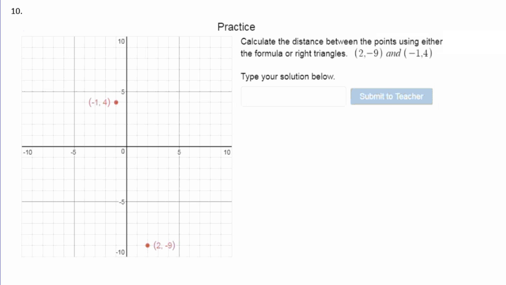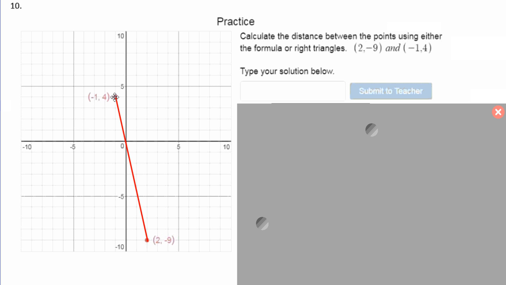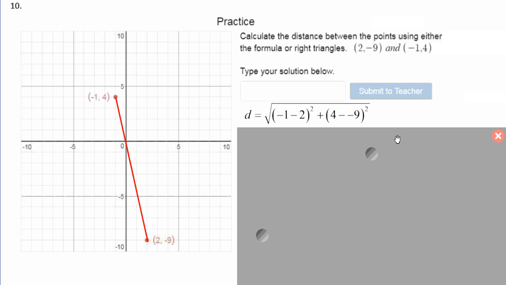Let's have you try number 10 here. Again, could you calculate the distance between the points given? You have one point at (-1, 4), and the other point at (2, -9). So again, if it helps you envision it, you can draw it in, and then just decide where you want to start. So let's say I start here at the endpoint. I'm going to do the difference of the x's: -1 minus 2, squared, plus 4 minus -9, squared. And again, that's all underneath the radical.